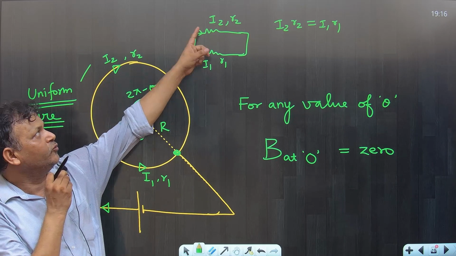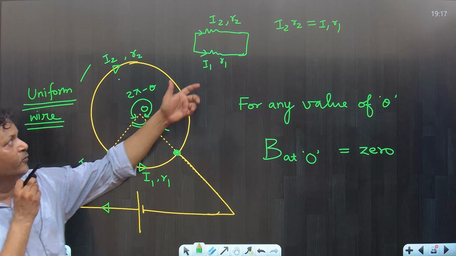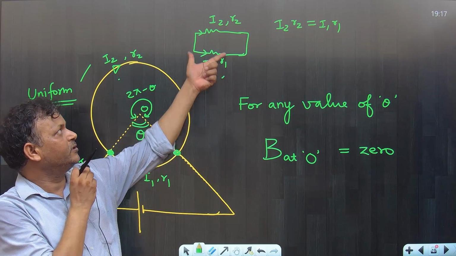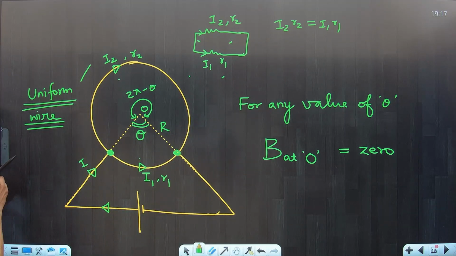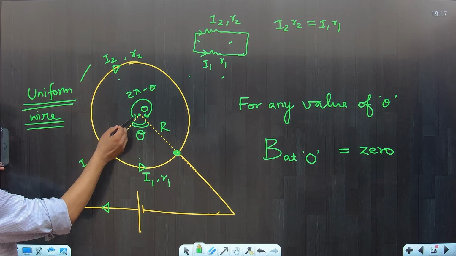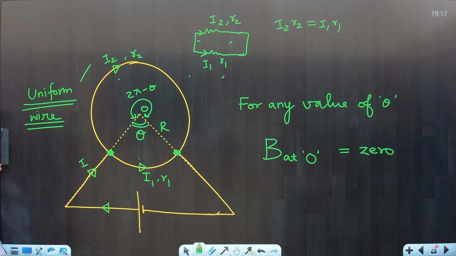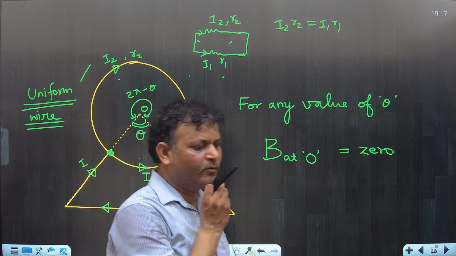I1 this side, I2 this side. These 2 are in parallel. So you will say delta V across this equals delta V across this. I1 R1 is I2 R2. So when you get the magnetic field at this point, you will say that the magnetic field will be 0, whatever be the value of theta. So irrespective of the value of theta, magnetic field at O is 0.